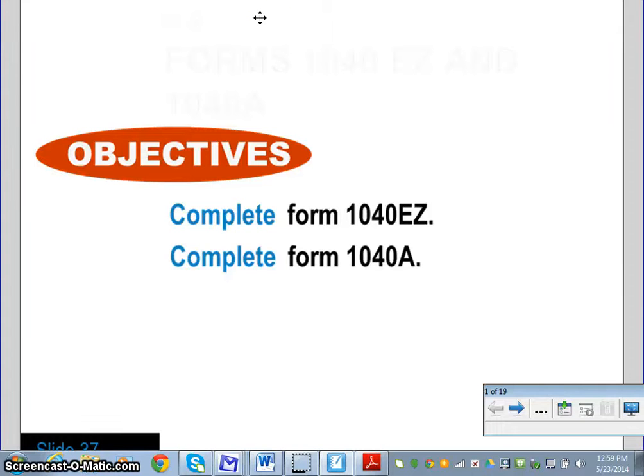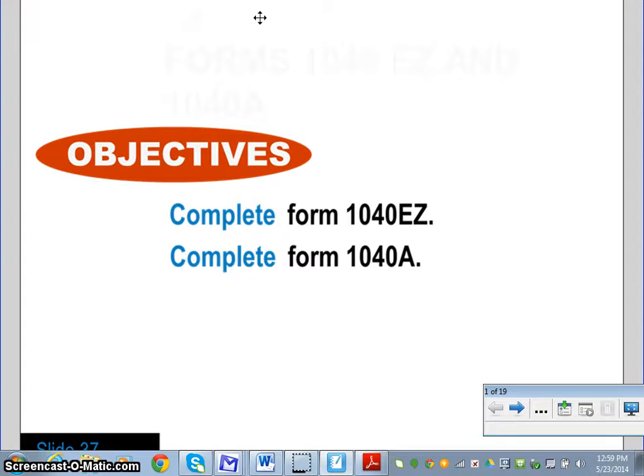Right, let's go ahead and get started with 7.4, Forms 1040EZ and 1040A. So today we're going to complete a Form 1040EZ and a 1040A. We're not necessarily going to write it out as much as I would like to, but I do want you to at least be familiar with the forms and continue to refer back to this video.